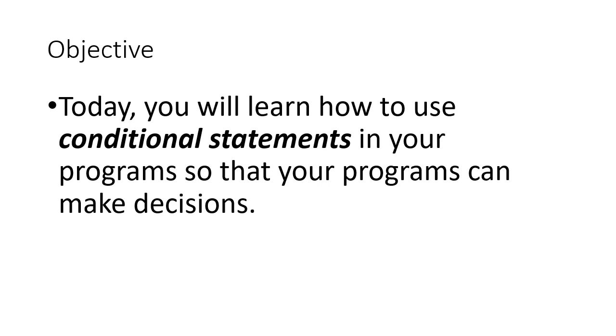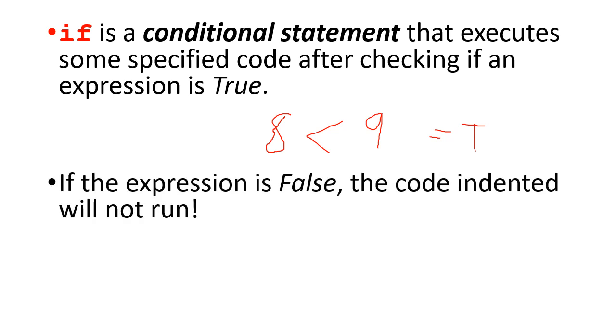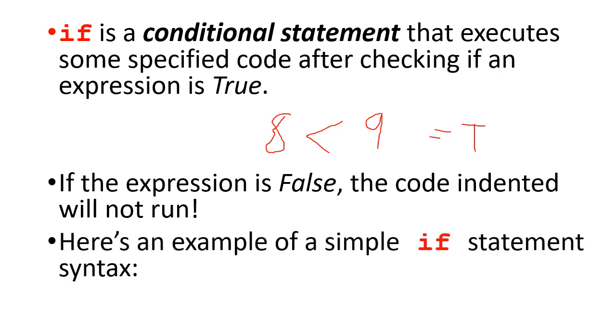Today you're going to learn how to use conditional statements along with these operators so that your programs can make decisions. An if statement is a conditional statement that executes some specified code after checking if an expression is true. Let's use this as an example. 8 less than 9. The condition of this expression is true, so the code will run. If the expression is false, the code will not run. I'm going to show you how to create an if statement. Make sure you're paying attention, because the syntax is important.